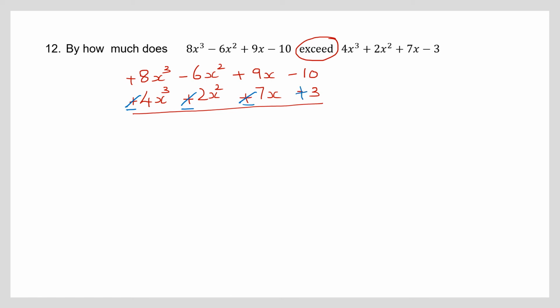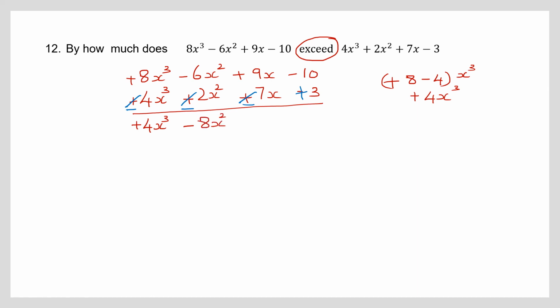So now let's work out. So here we have plus 8 minus 4x cubed. When signs are different, put the sign of the bigger number and subtract. So plus 4x cubed. Then here the signs are the same, minus and minus. So we'll put the same sign and add. 6 plus 2 is 8x square.